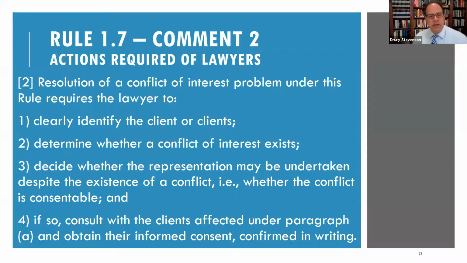And then 4, if there is a conflict, but it's so minor or attenuated that you think you could still provide adequate representation anyways, then you consult with the clients affected under the paragraph and obtain informed consent from both of them and get it in writing. And so here's our steps. Identify the client, determine whether there's a conflict, decide, is this a conflict where I really can't represent both of these people, or is this a minor conflict where I could do this anyways?